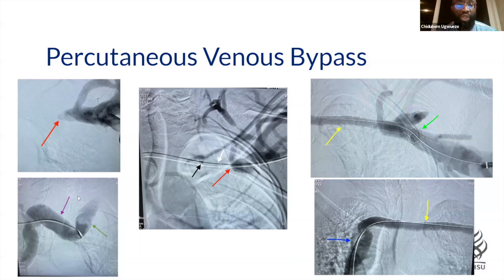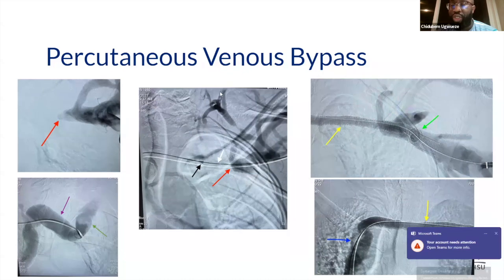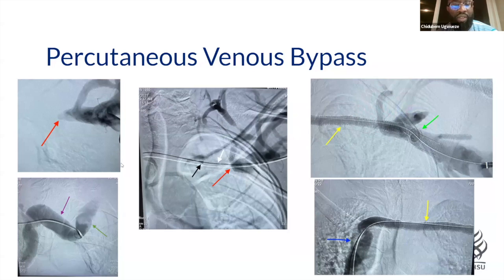This procedure was actually aborted, and then a multidisciplinary discussion was had with the patient's CT surgery and vascular surgery, and the decision was made to proceed with a percutaneous venous bypass. The percutaneous venous bypass has the same beginning as this case, where you get access into the left brachial vein, or the left cephalic vein, or the left basilic vein.